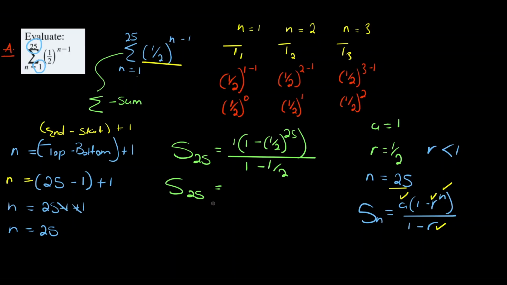And you'll see that you get 1.999999994, and really we can just round this off to one decimal place to give you 2. So the sum of 25 terms will be equal to 2. So in essence, that's what the question was asking you to evaluate. It was asking you to find the sum of this series.